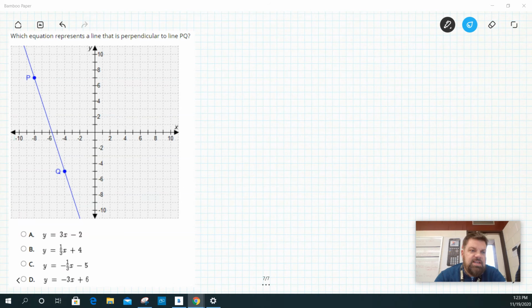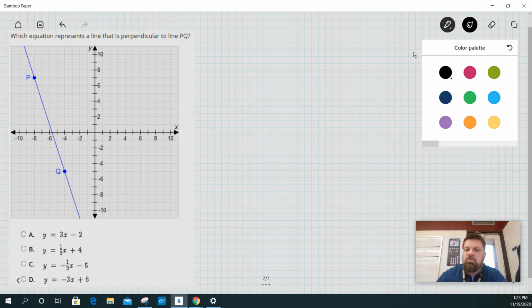So for this example, it says, which equation represents a line that is perpendicular to PQ? So now, in order to figure out what line is perpendicular to PQ, I've got to figure out what the slope of PQ is and then take the reciprocal. So let's just jot those notes down real quick.